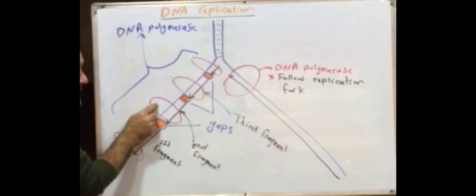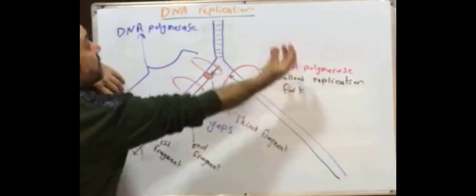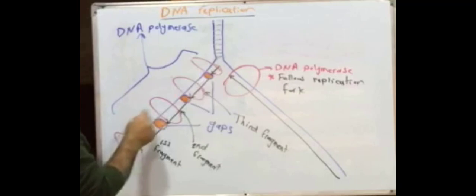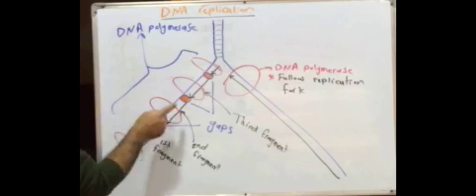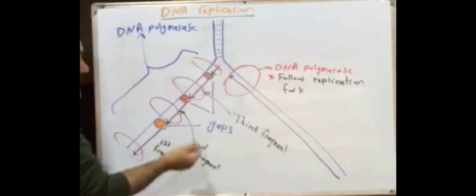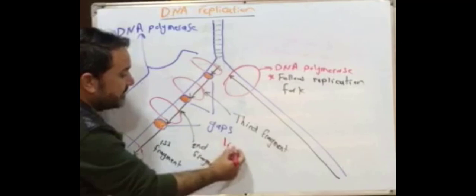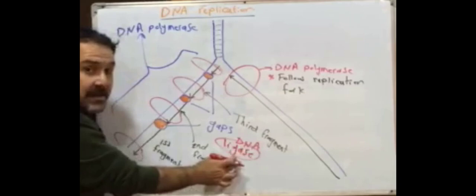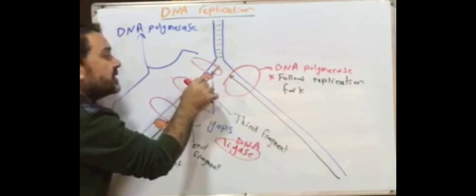When the DNA separates further, another DNA polymerase comes to here, then forms another segment. The first segment is unable to join with the second segment, the second segment is unable to join to the third segment, and so on. Another enzyme called ligase, DNA ligase, comes to here, then joins these gaps together.